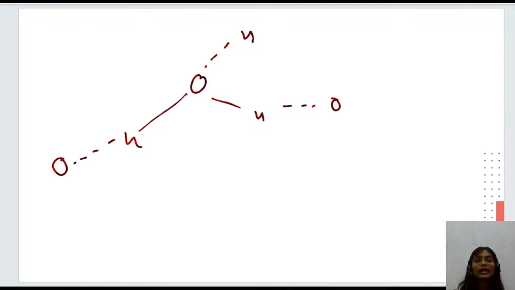Do you know that oxygen has a capacity to form four bonds as well? Why? Because there are two lone pairs present. So okay, one lone pair participates in hydrogen bonding, but how about the second lone pair? This is also going to participate, right? So you are saying that in this case we have a total of four hydrogen bonds. Now let's try to understand this case.